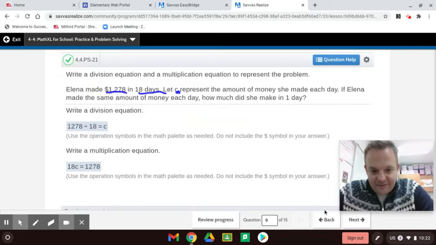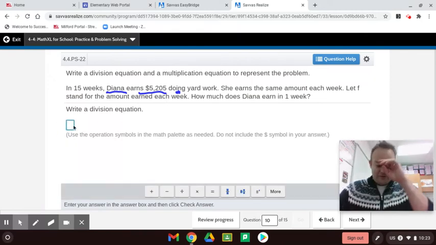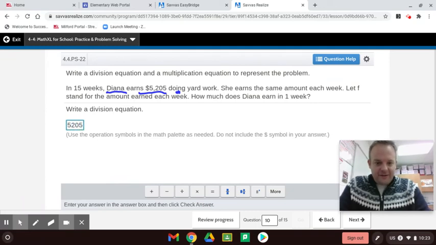They want us to solve it? We can do it, guys. We know how. Diana earns, in 15 weeks, $5,205 doing yard work. Wow, that's a lot of money. She earns the same amount each week. Let F stand for the amount earned each week. So write a division equation. So let F, okay, our variable is F. So $5,205 divided by 15, and then that will equal F.